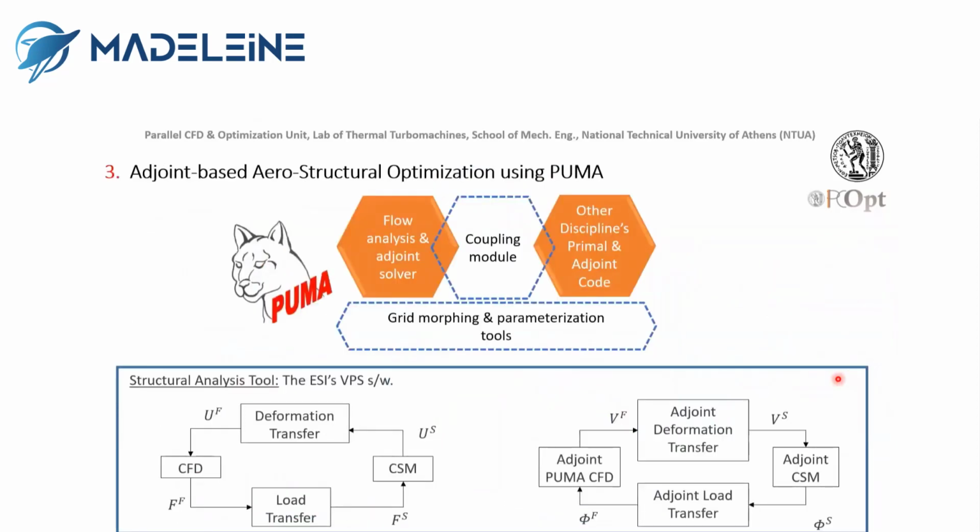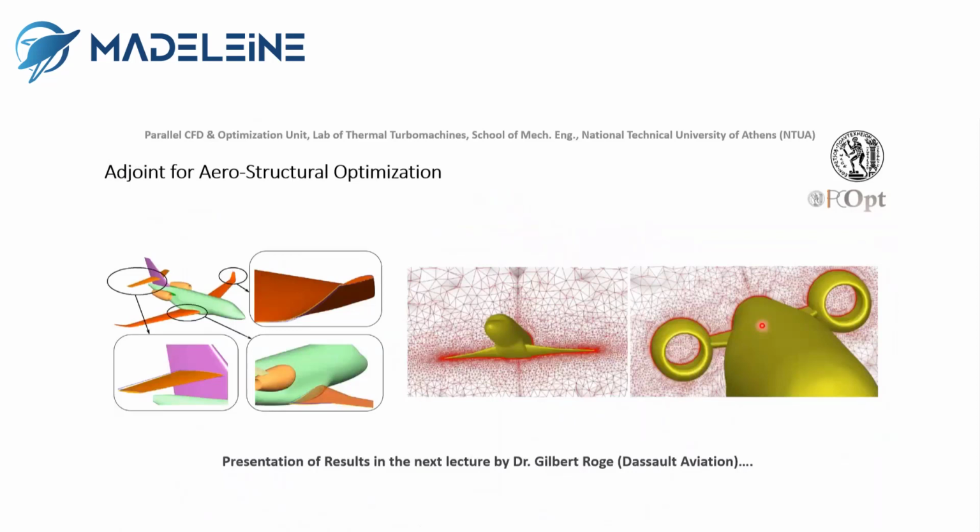In the aerostructural optimization, PUMA was coupled with a structural analysis tool, and specifically with the VPS software of ESI. In this case, we also performed the development of the continuous adjoint of the coupled solver. Adjoint-based aerostructural optimization studies were performed on a business jet. The results from these studies will be presented in the next talk by Dr. Gilbert Roset from Dassault Aviation.